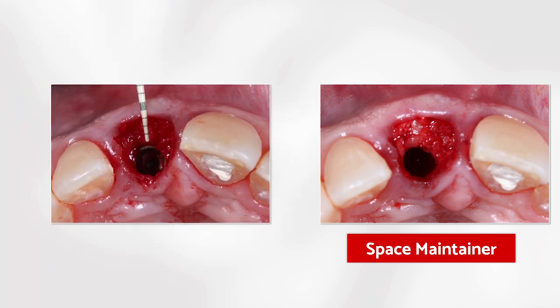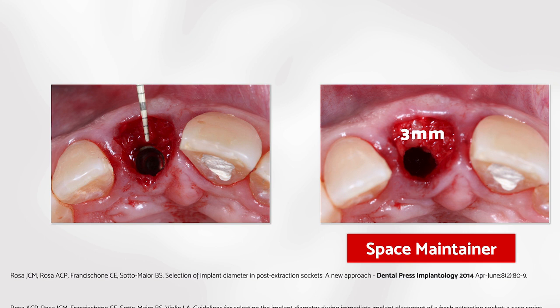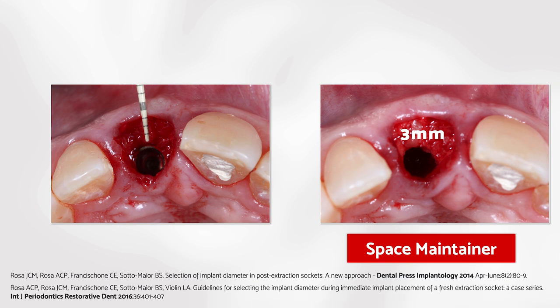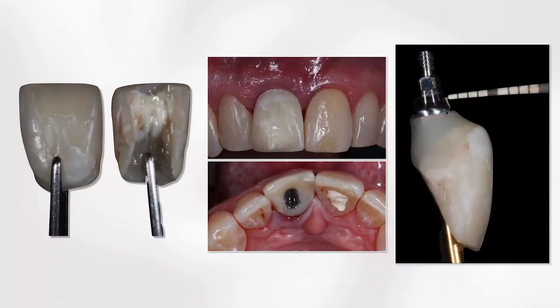And we evaluate the width of the bone at the buccal aspect of the implant. And here we have 3 millimeters in thickness. We have already discussed this before, and that's the key to succeed with the IDR technique, to leave around 3 millimeters of bone at the buccal aspect of the implant.